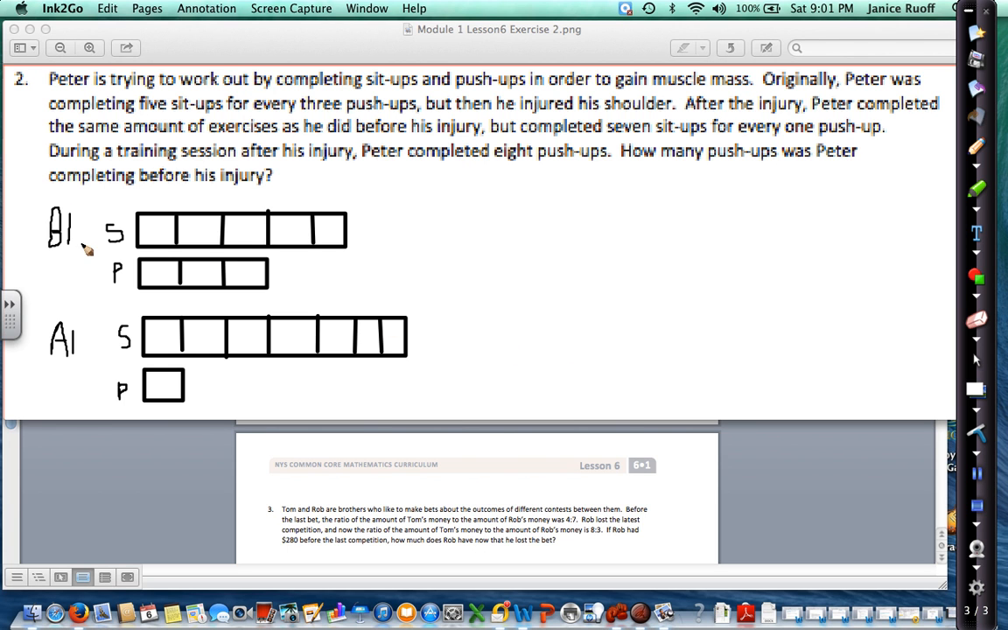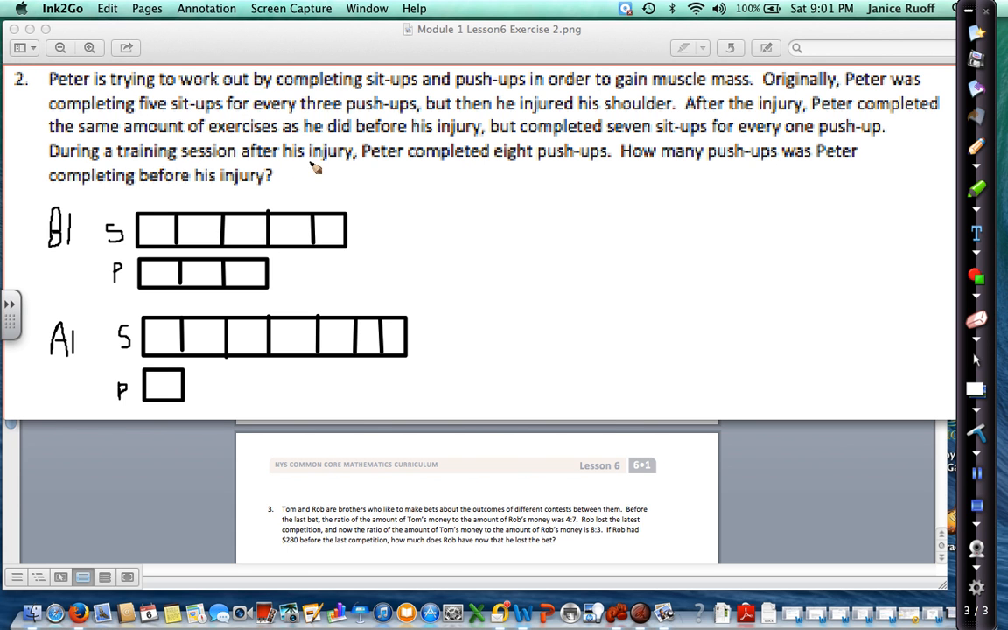So once our tape diagrams are made and labeled, we can see that before his injury, Peter was completing 5 sit-ups to every 3 push-ups. And after his injury, he was completing 7 sit-ups to 1 push-up. Now we will go back to the problem to find out the other information they've given us.